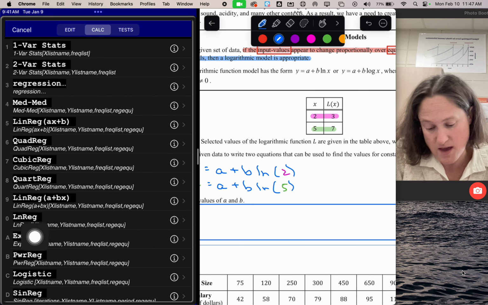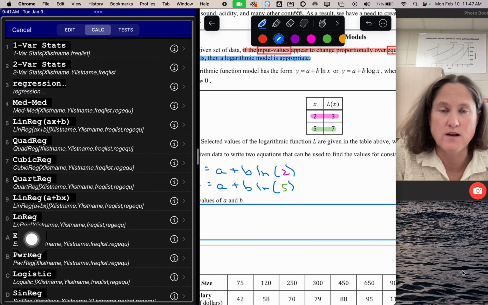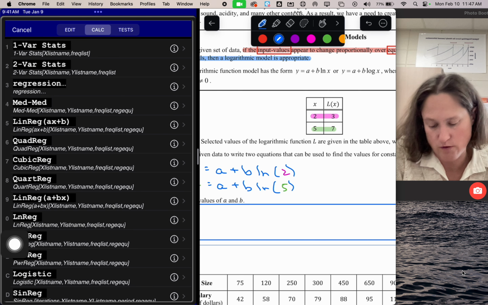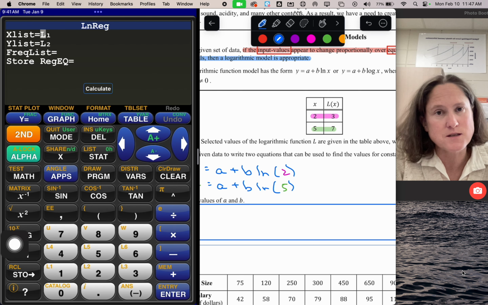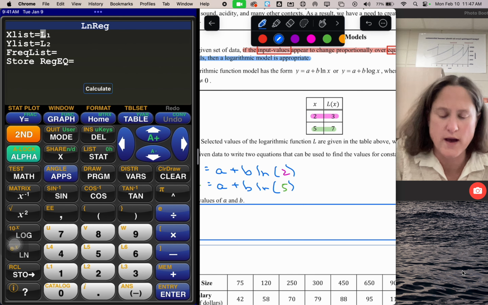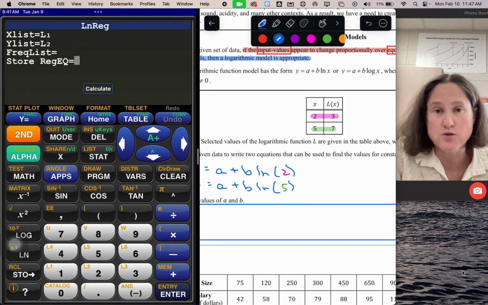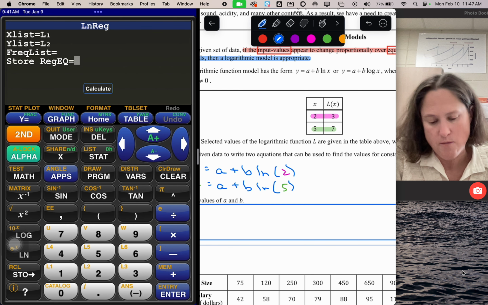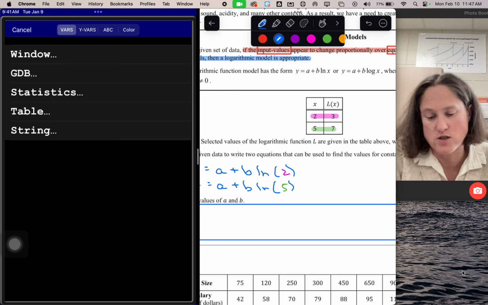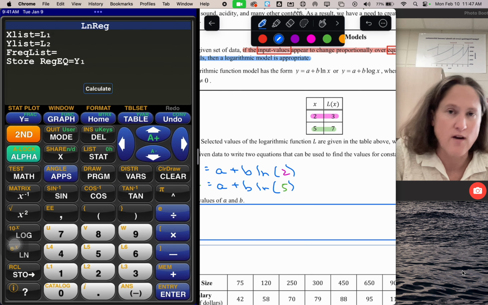One of them is, and in mine, if you're using the graphing calculator on your iPad, that is 0, and it's the natural log regression. So if you click that, you will notice that you get those same lists. Where do you want your X list, your Y list, and so forth. So I always tell you guys to put your X's or inputs in L1, your outputs in L2, so you should never have to change that. But we do want to store that equation in one of our Y's.